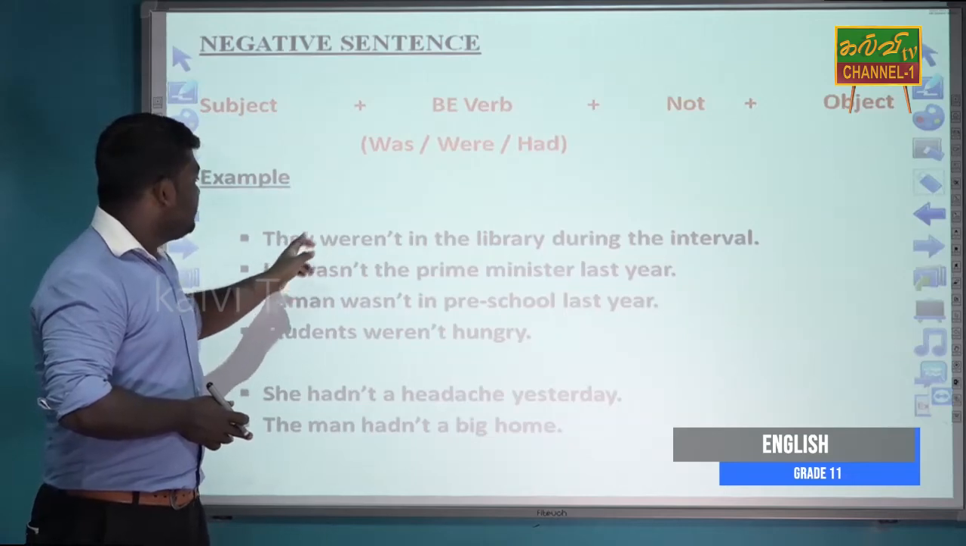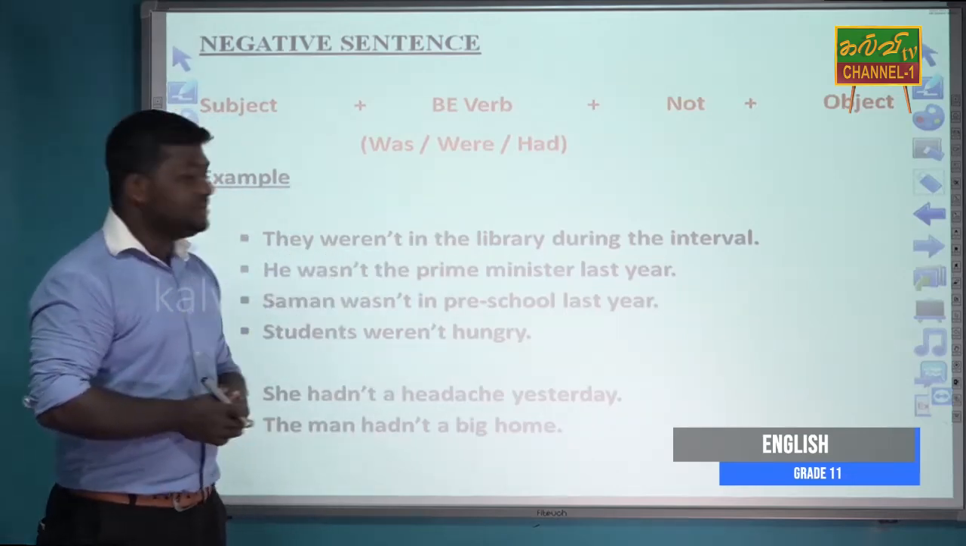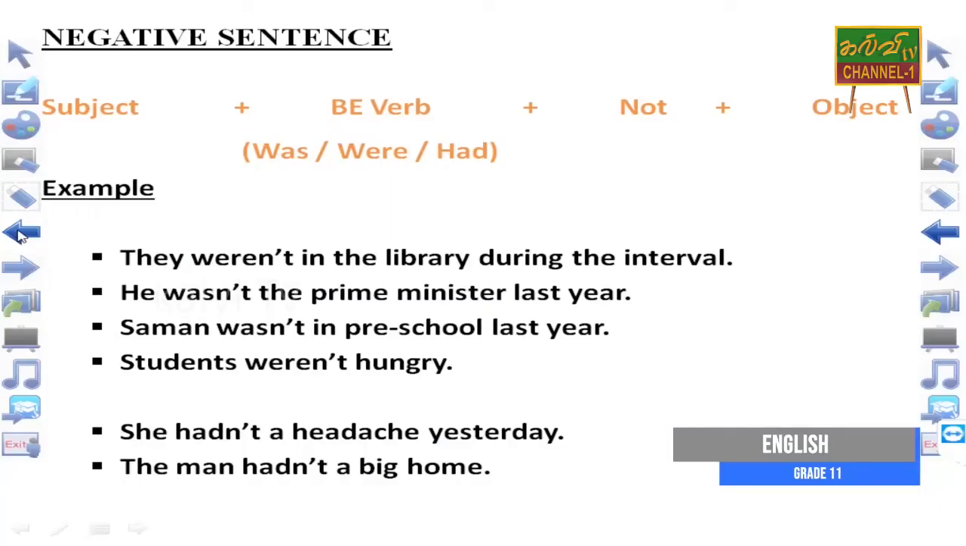For example, they weren't in the library during the interval. In the last session, I told you we can contract the sentence with the help of helping verbs. Was not can be contracted to wasn't. Were not can be contracted to weren't. Had not can be contracted to hadn't.